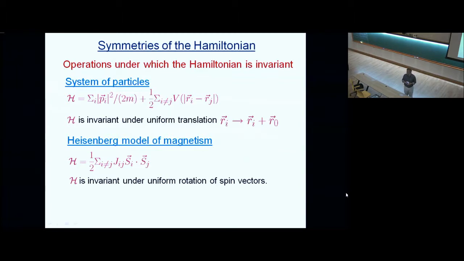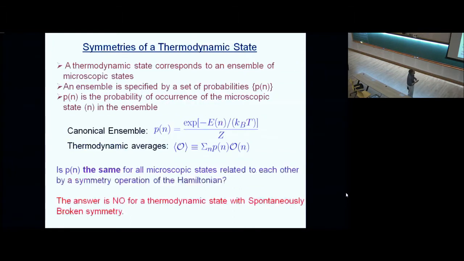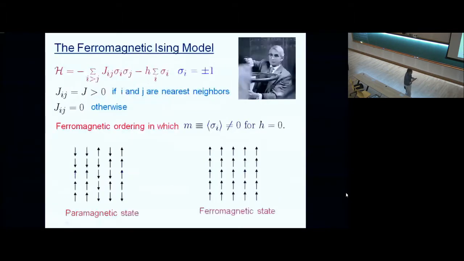So this is essentially the same. Since we're talking about this Ising model, instead of vectors, let me talk about these things which point up and down, plus or minus.